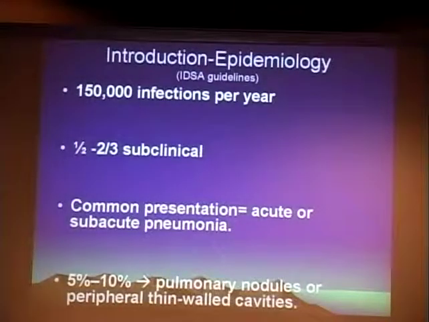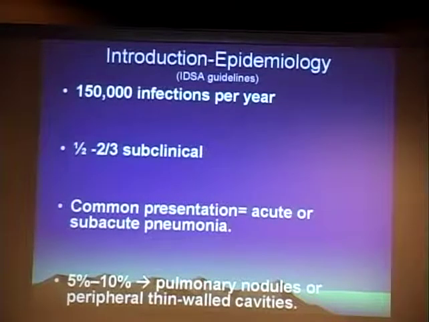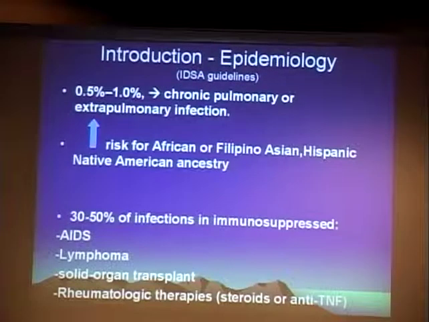Now, getting back to some of the epidemiology, there are approximately 150,000 infections each year in the United States only. This is not a disease you would see outside of North America. Most of these, and this is where it's interesting, are actually subclinical, in fact up to 2/3. And the common presentation you may encounter is acute or subacute pneumonia. Some of these, approximately 5 to 10%, will go on to form pulmonary nodules or peripheral thin-walled cavities. The great majority of people will overcome the infection, even if they do go on to form pulmonary cavities or have nodules. But there is a percentage, approximately 1%, who will go on to chronic forms of infection, chronic pulmonary or extrapulmonary infection.